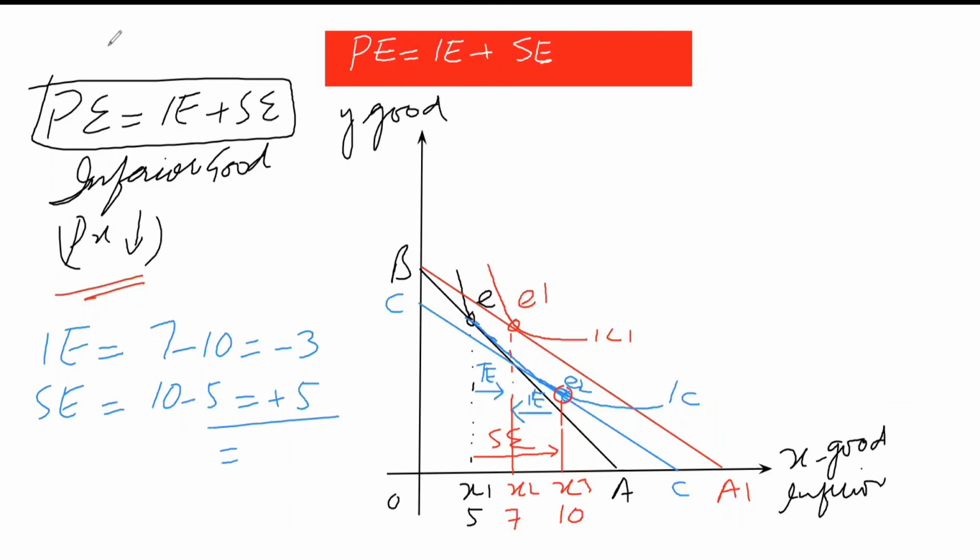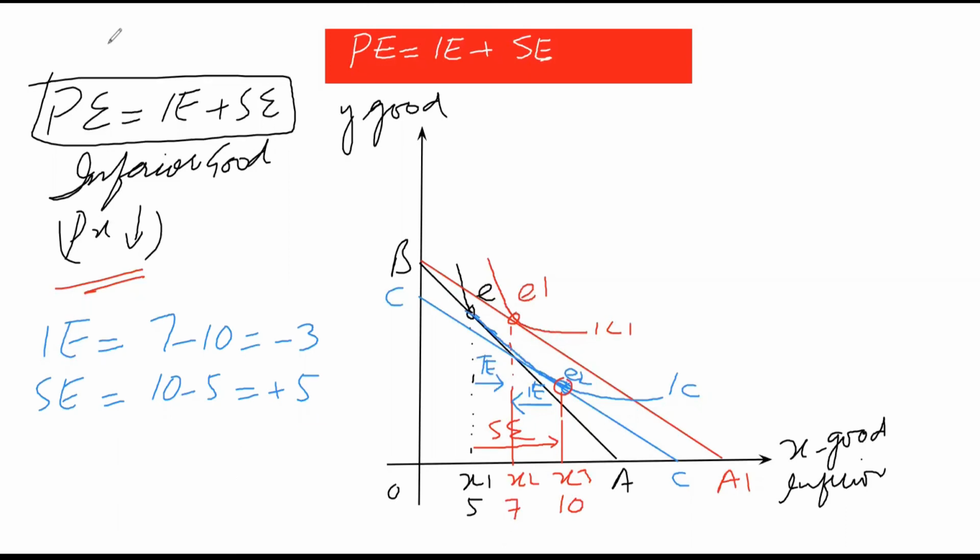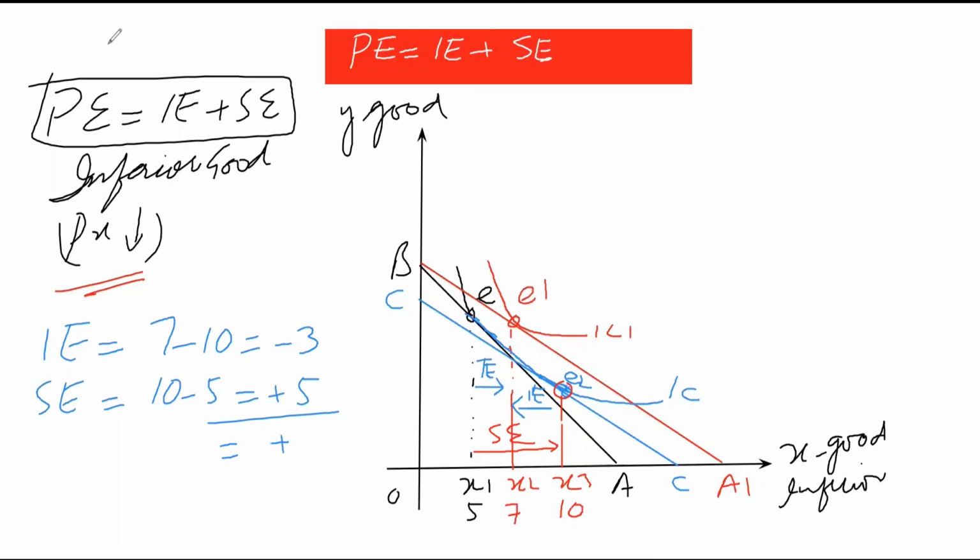So income effect is equal to 7 minus 10, and substitution effect is equal to 10 minus 5, which is equal to plus 5. So the net effect would be plus 2.